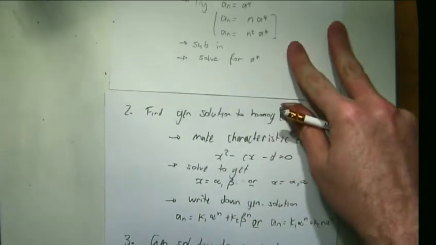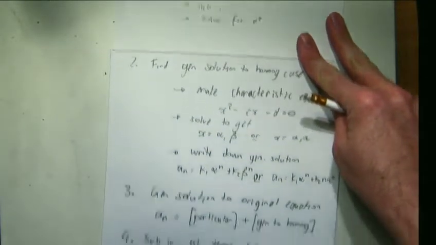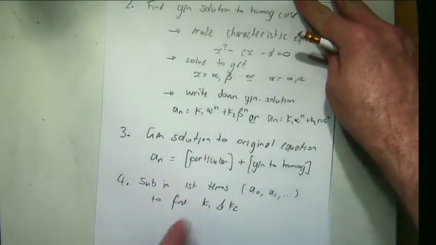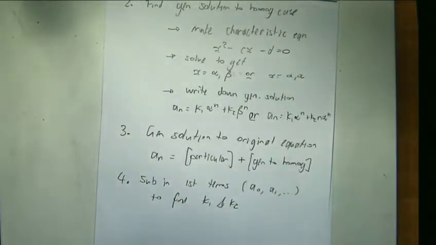I won't go out any further than that. So find the particular solution, find the general solution, add them together, and then possibly sub in the first terms to figure out what the K1 and the K2 are. I'll do an example of that so that you can see where each bit fits. But one of the things about cheat sheets that's a good thing to put on is processes. Having a list of things to do so that in the stress of the exam you don't forget to do any of the things that you're supposed to do.